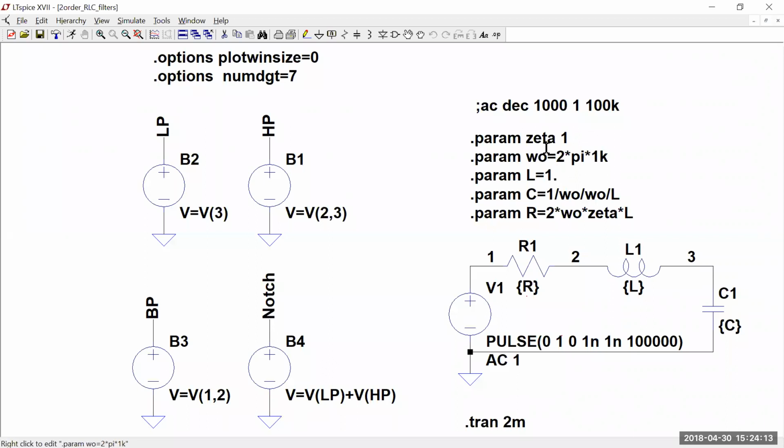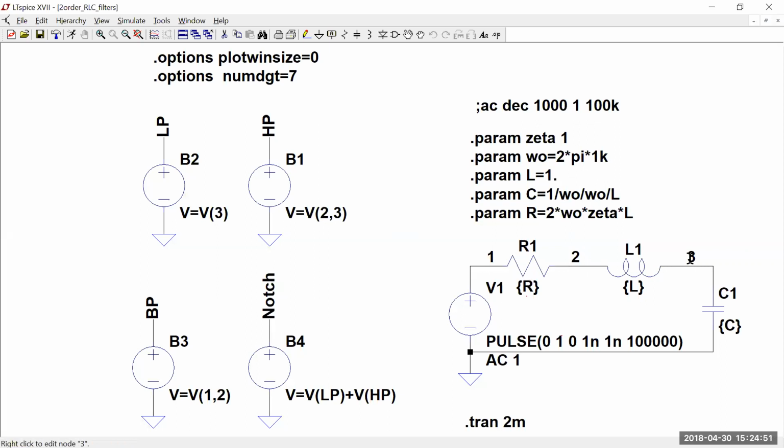Then, in order to make zeta 1, I have omega naught, and then C, and then to solve for R, I have 2 omega naught zeta times the inductor. All right. So this is just the transfer function for series connected RLCs, which is the same thing for the mass spring damper when everything is in series.